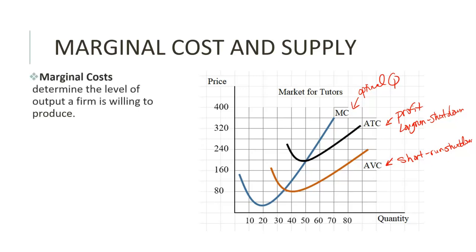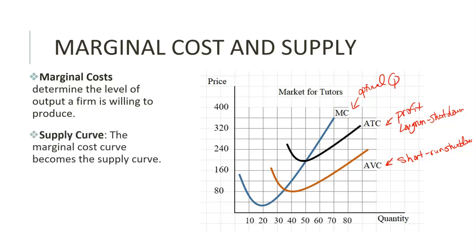Interestingly, though, since marginal cost is used to determine the level of output or the level of quantity, it actually turns into our supply curve. So marginal cost is going to become the supply curve. It's that upward sloping portion. So here where it hits this lowest point, it's going to start going up. This whole upward sloping part of the marginal cost is going to be our supply curve.